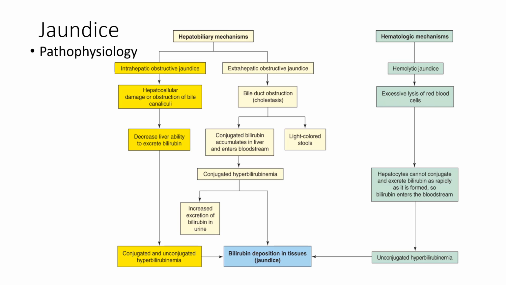And here's just another slide. Have a look at this again. This will help you figure out whether or not it's conjugated or unconjugated hyperbilirubinemia. And I actually talked about this earlier, in my first podcast. So just be aware of intrahepatic, extrahepatic, and prehepatic forms of jaundice.